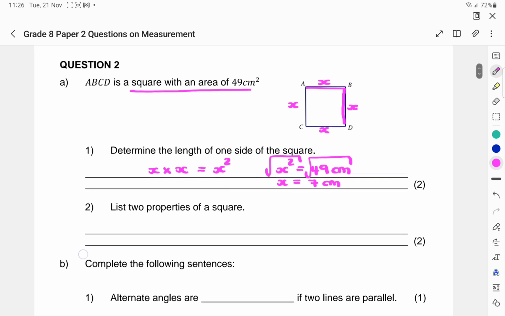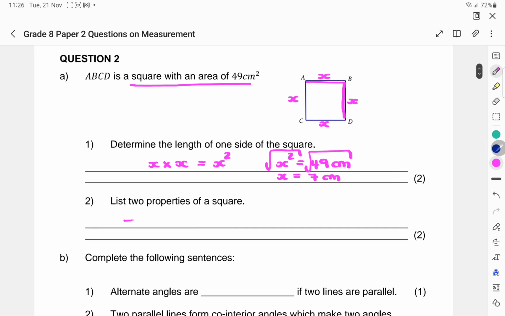Okay, list 2 properties of a square. How easy is that? You can say all sides equal.